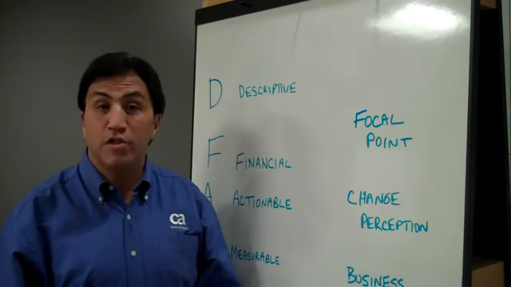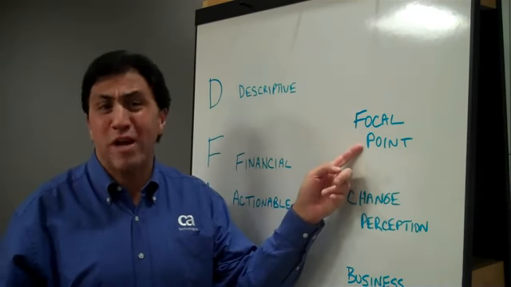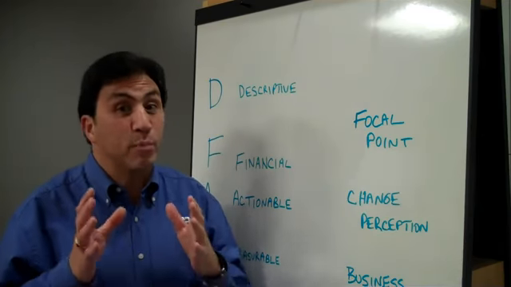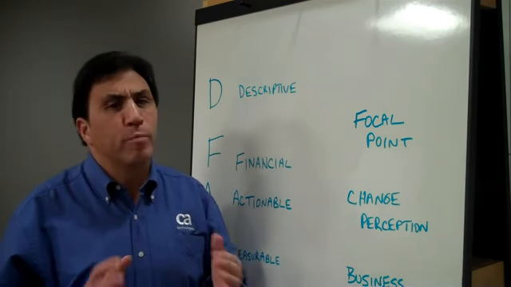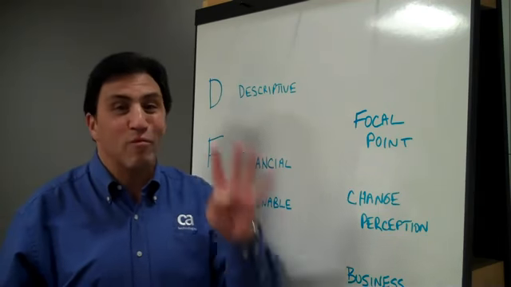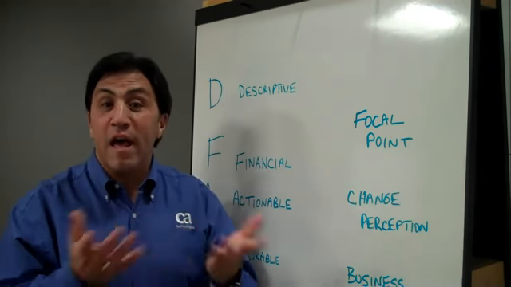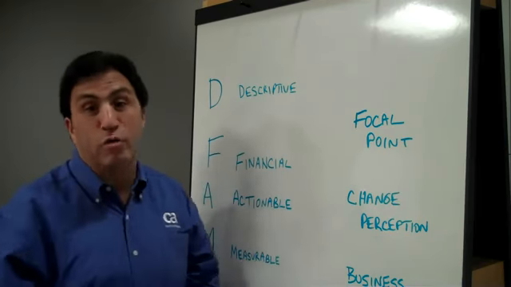To summarize, a service catalog becomes the focal point of actually running your IT organization as a business. And it can actually help you change the perception of your IT organization to the business community. Be sure to define your services in context of business requirements, and remember 4 letters, D, F, A, and M. And these stand for descriptive, financial, actionable, and measurable.